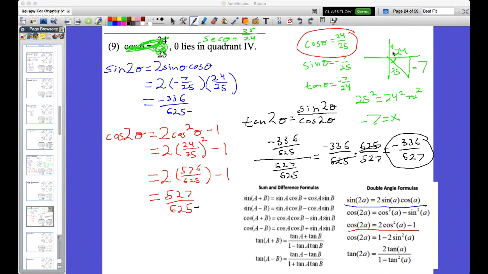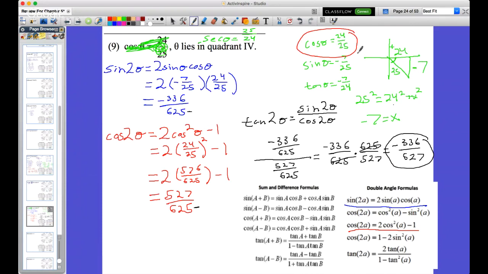Well, now we got to create a triangle. When we create a triangle, we have it where the 24 is your x, 25 as your hypotenuse, because cosine is x over hypotenuse. And then how did we find sine? Well, we did Pythagorean theorem. 25 squared is equal to 24 squared plus x squared. That eventually found it where x was equal to negative 7. And so we got that negative 7 there.